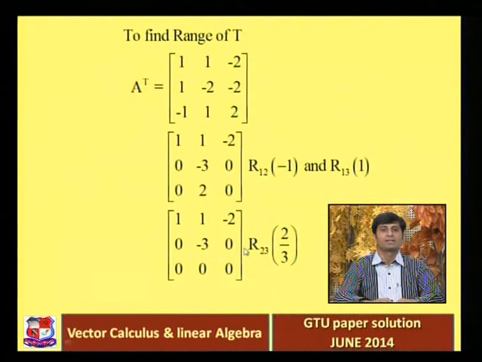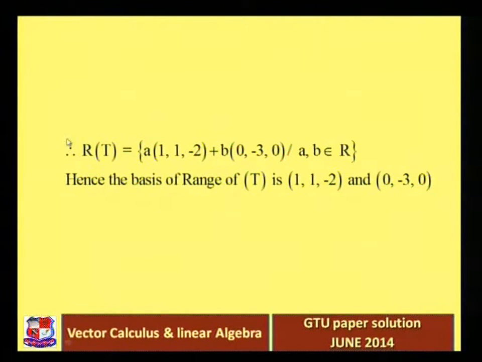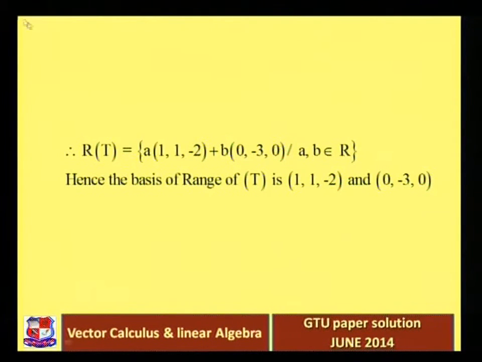The first and second rows: now this matrix is in row echelon form, clear? And now we can easily find the basis for the row space of the transpose of the matrix. So range of T, what is the range of T? That is exactly the non-zero rows of the given matrix. (1, 1, -2) and (0, -3, 0) are the basis for the row space of the transpose of the given matrix, and that is exactly our range of the transformation.